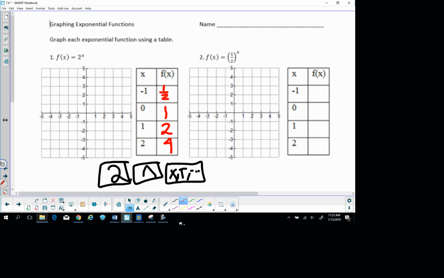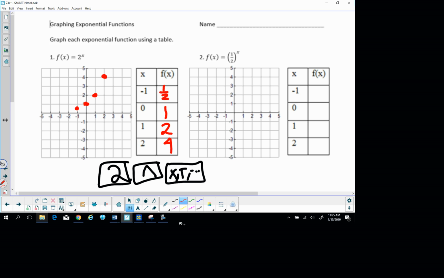And so all you're doing now that you have those points is just plotting them. This is the thing that we struggle with the most, which is just plotting. So at 0, I'm going to go to 1 and plot it. Remember, that's my y-intercept. At 1, I'm going up to 2 and plot it. At 2, I'm going up to 4 and plot it. And at -1, I'm going to 1/2, which is just like halfway through.